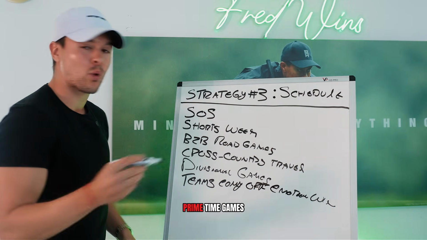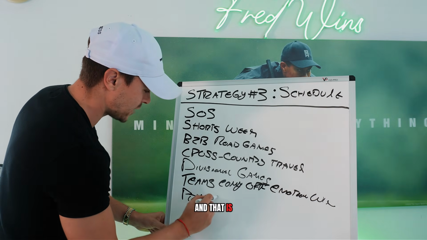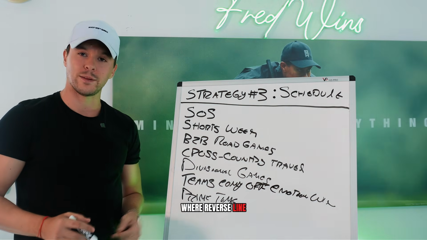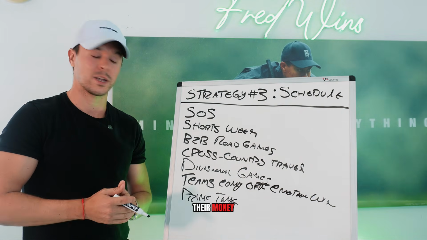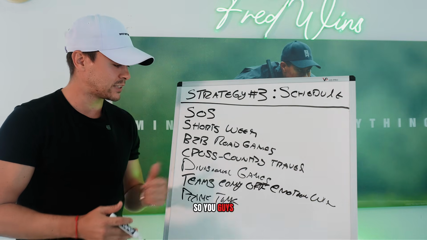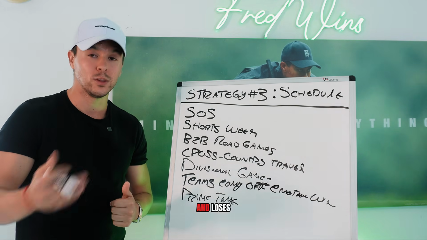Last one is prime time games. We all know them, we all love them, and that is where the majority of the money comes in to these games. And that is where reverse line movement comes into play a lot more. That is where most of the money comes in and where Vegas makes the majority of their money. So pay attention to these scheduling spots, take a picture, screenshot them below so you guys can have them and not fall for spots that the majority of the public does and loses because of.